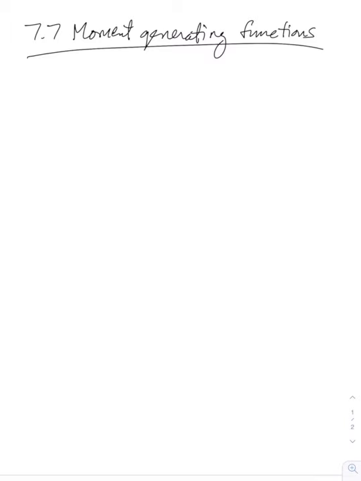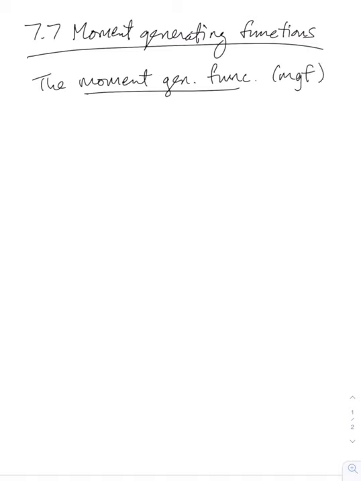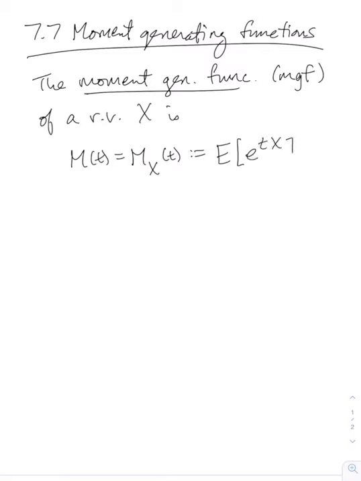So here's the definition. The moment generating function, maybe MGF, if I need that acronym, we'll use that, of a random variable X is defined as M of t, or if we need to specify the random variable that it goes with, M sub X of t, and it is the expected value of e to the tX.